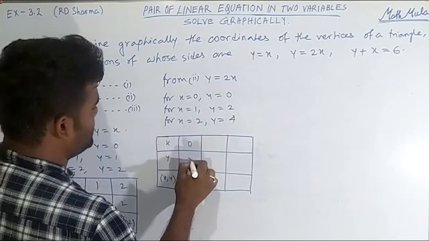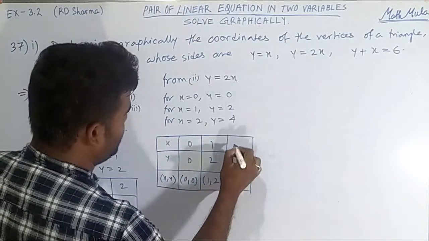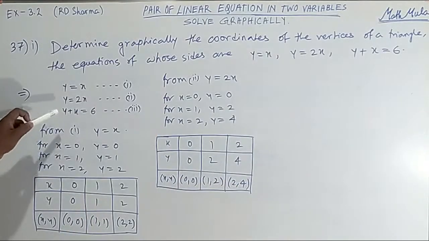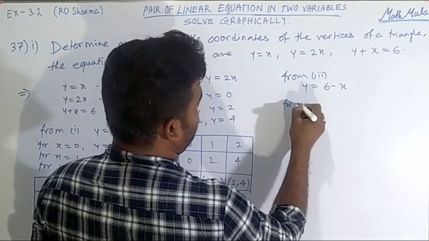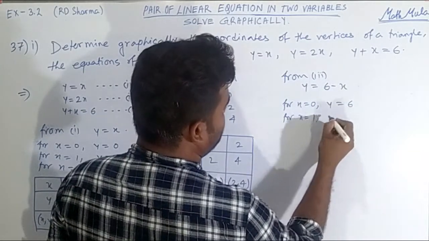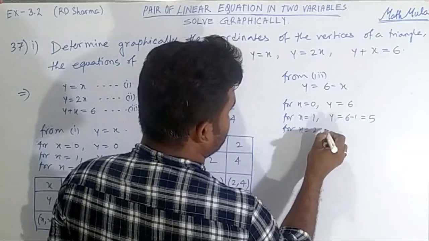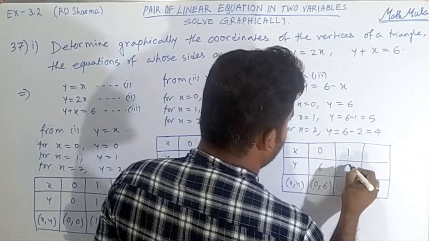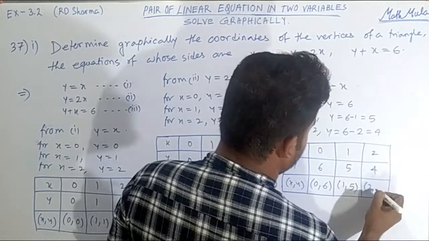Now x equals 0, y equals 0, that is (0, 0). x equals 1, y equals 2, that is (1, 2). x equals 2, y equals 4, that is (2, 4). Now we solve for equation 3. y equals 6 minus x. For x equals 0, we get y equals 6. For x equals 1, we get y equals 6 minus 1, that is 5. For x equals 2, y equals 6 minus 2, that is 4. So the table will be (1, 5) and (2, 4).